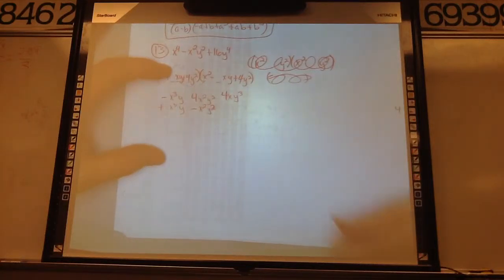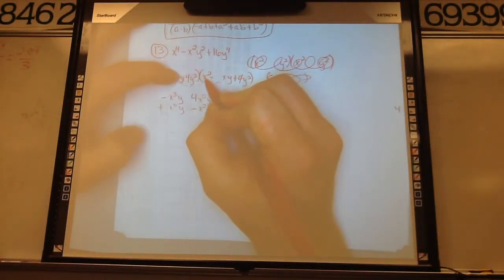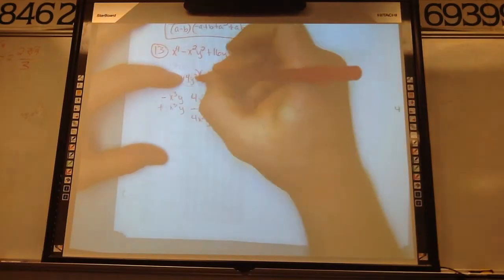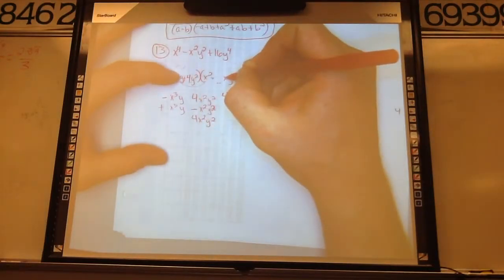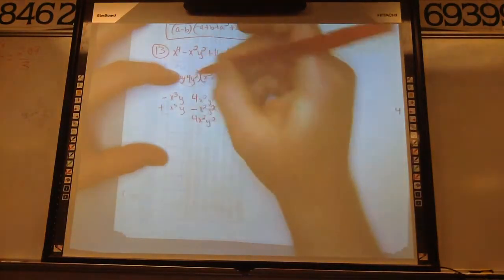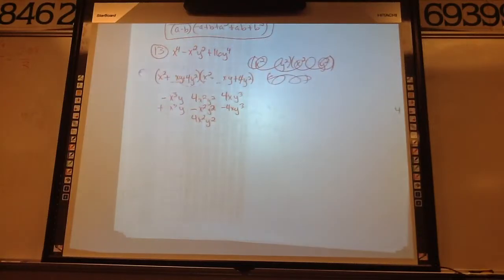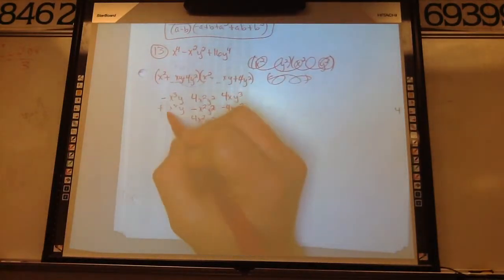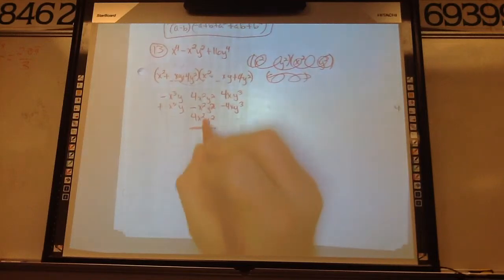Okay. And then I did this one. That's positive 4x squared y squared. And then this one is negative 4xy to the third. So that cancels out, and then my back is correct. I was like, hey, those cancel out. That's good. But look at my xy squareds.